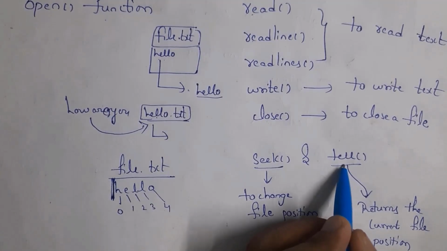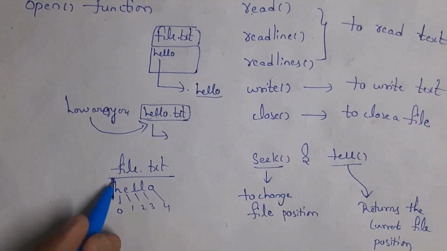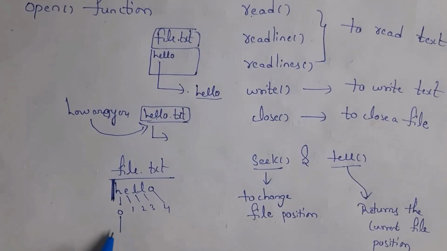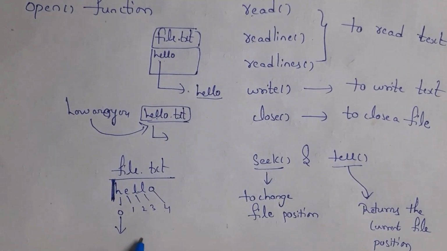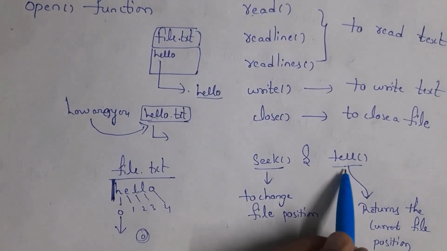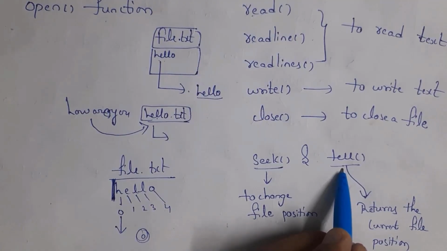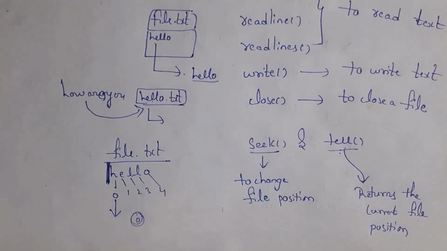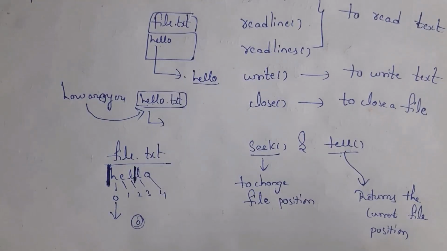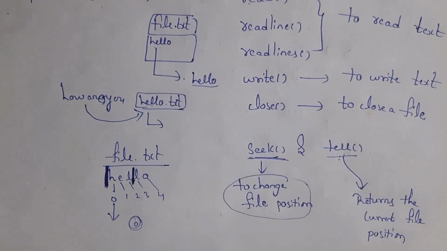By using the tell method, we can find the cursor position. My cursor is at the starting, that is at index number 0. So you will get output 0. And the next one is the seek method. By using the seek method, we can change the cursor position. These are various file built-in methods.